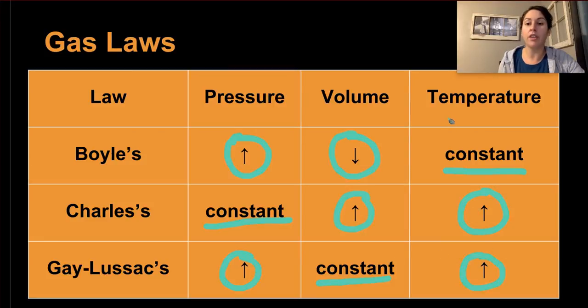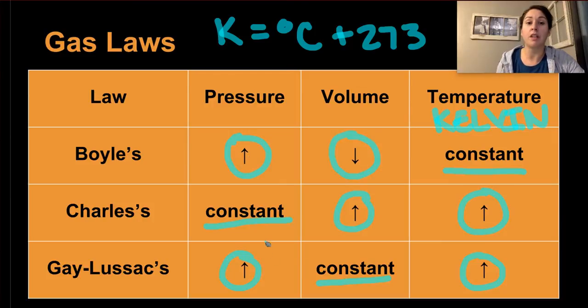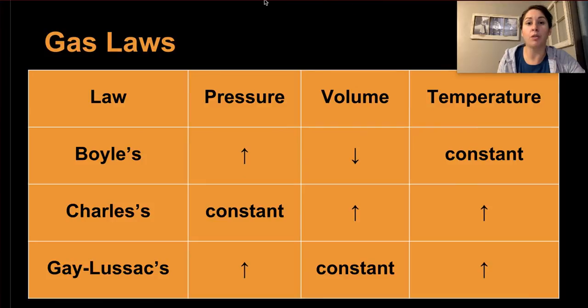An important thing to note here is that temperature needs to be in Kelvin. We measure gases using Kelvin, so we're going to have to make sure that we move into Kelvin. Remember, Kelvin is equal to the degrees Celsius plus 273, and you can go the reverse direction: Kelvin minus 273 will be degrees Celsius. You'll need to have that in the back of your mind as we work through some problems today.